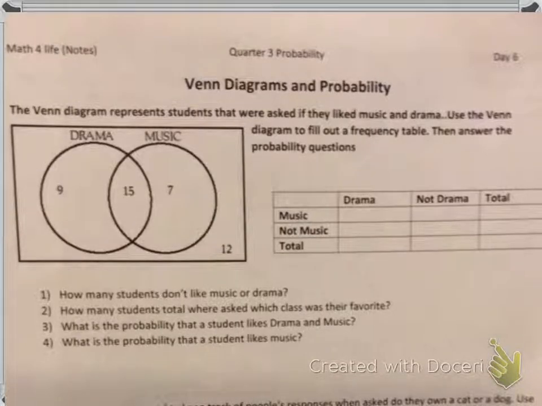This is the note-taking guide for Math for Life. This is day 6 in the probability unit, and we're going to talk about Venn diagrams and probability today. First of all, a Venn diagram is the picture that's shown inside this box. It's where we use overlapping circles to help us determine parts that are the same or included together and parts that are separate from each other.